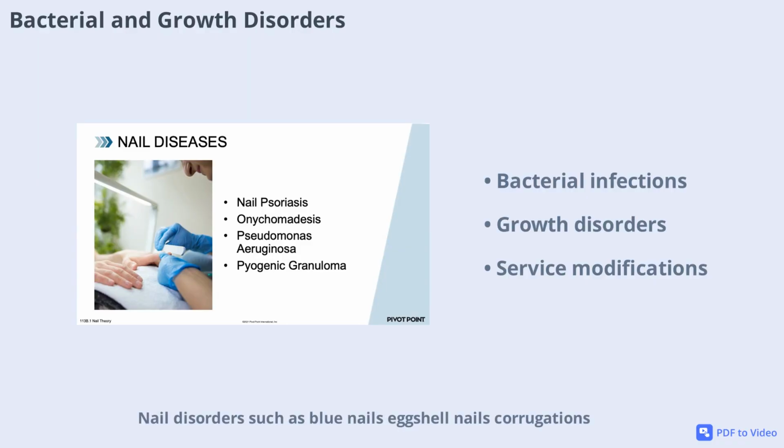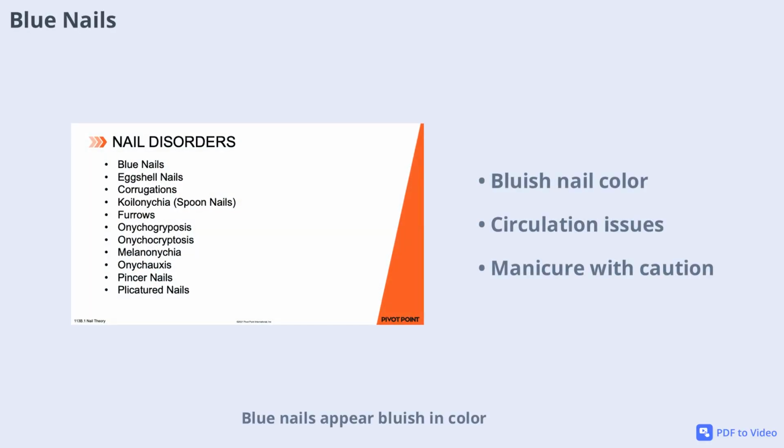Nail disorders such as blue nails, eggshell nails, corrugations, koilonychia, furrows, onychogryposis, onychocryptosis, melanonychia, and onychoxis can be managed with caution if no infection is present. Blue nails appear bluish in color, often due to poor circulation or underlying health issues. This condition is more common in older people and can be corrected if the cause is eliminated. Manicures can be performed with caution, ensuring no signs of infection are present. Always monitor for changes and advise clients to seek medical advice if symptoms persist.